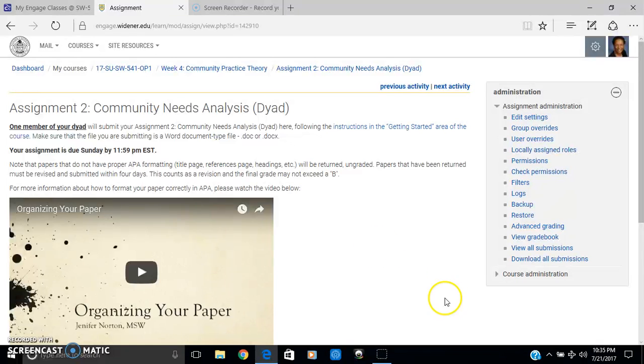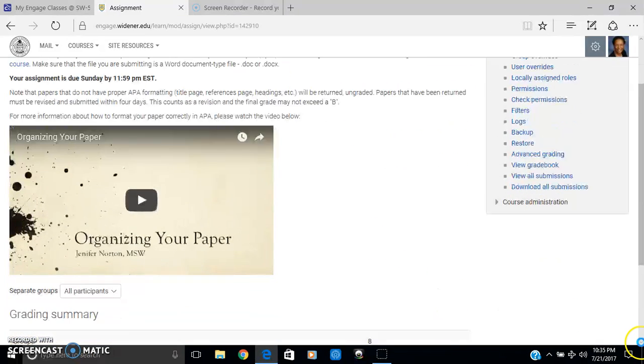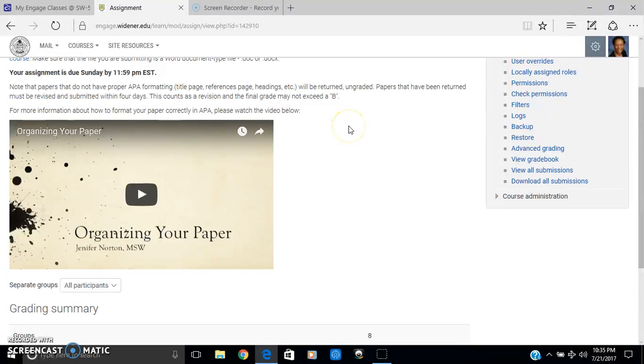So note that papers that do not follow APA formatting will be penalized. So I would suggest that if you don't have a handout handy for APA or you don't have the APA manual, again, you can refer to the American Psychological Association's website, the Purdue OWL website, but following APA standard is important. Having a title page, having headings as appropriate, making sure that references that you cite in your paper are also listed in your reference section.